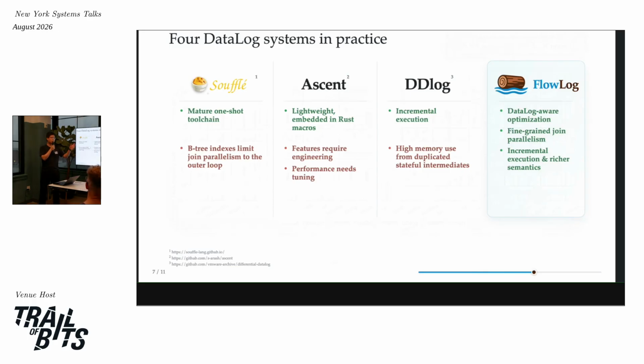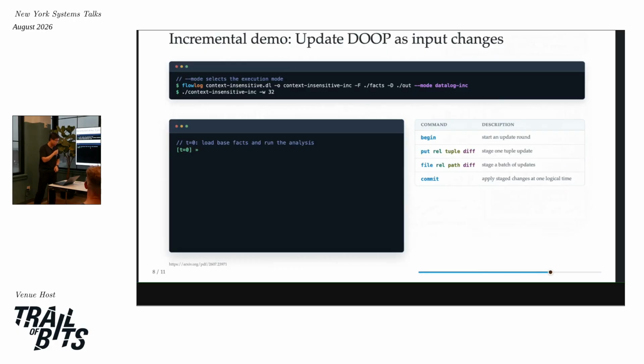And finally, we also have the incremental execution ability and some richer semantics beyond standard Datalog. So for the incremental, let's see another demo. We want to update a loop as the input changes. So when you want to run incrementally, you just add a new flag to make the compiler know, now I want to run incrementally.